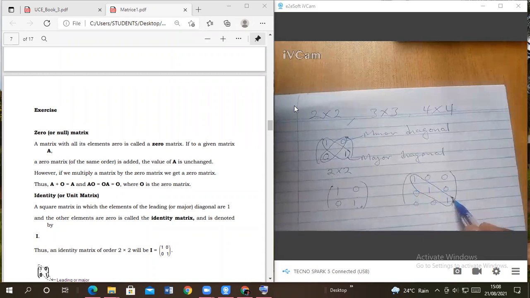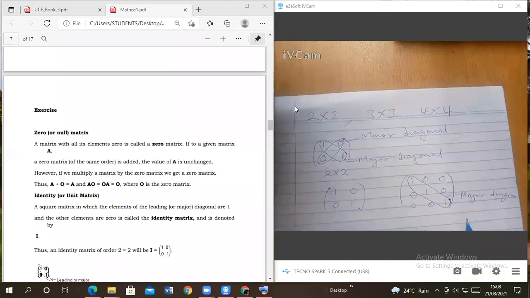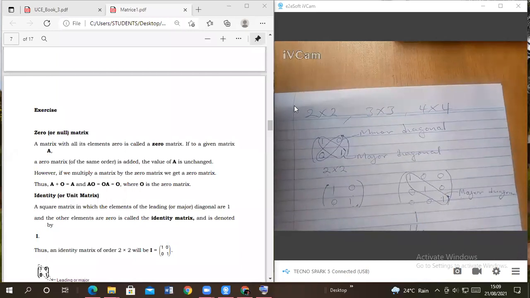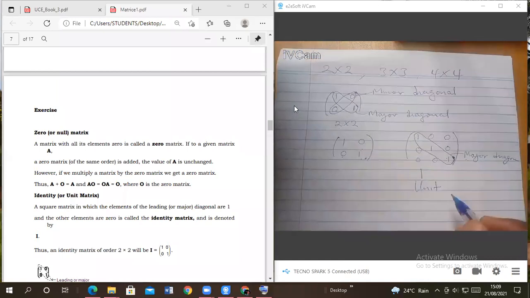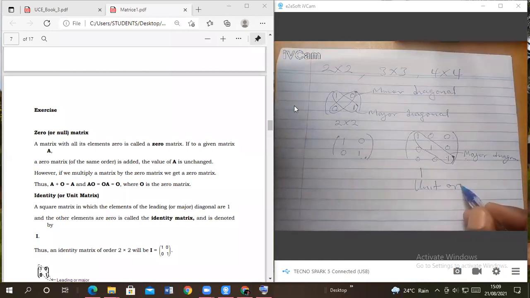For as long as you have these entries in the major diagonal, ones, a 1, a 1, a 1, and the rest of the entries zeros, then this matrix is called a unity matrix. Unity matrix. Or it is sometimes called identity matrix.